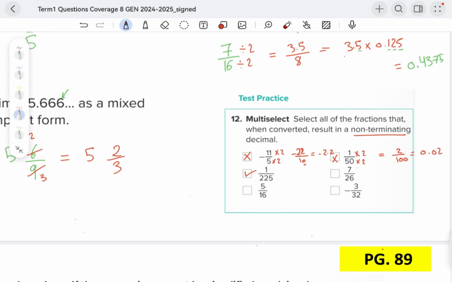In the next question, we have to convert this to decimal, and we know that 16 is a multiple of 8. So we're going to divide by 2, divide by 2, we're going to have 2.5 divided by 8. Now to convert this to decimal, this is 2.5 times 1 out of 8. 1 out of 8 is 0.125. You can find the answer and you will see that this is not repeating.